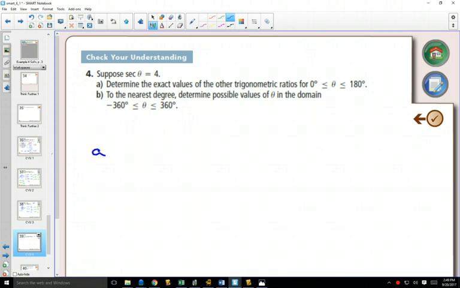So to start off with, if we're given secant of theta is equal to 4, probably the first thing you're going to do is change it to one of the primary trig ratios that you know, which are sine, cos, and tan, because you're more familiar with them. Secant is the reciprocal of which one? Cosine. So if secant of theta is 4, that tells you that cos of theta is 1 over 4.